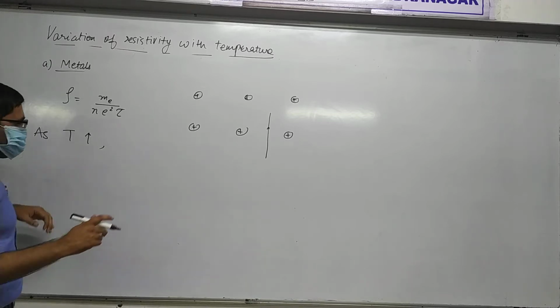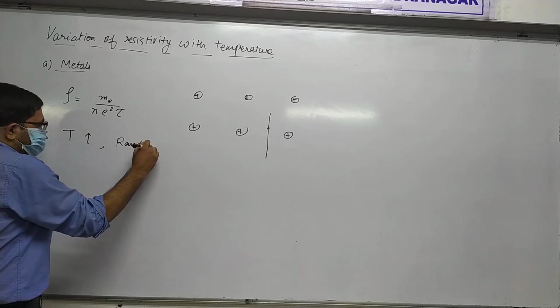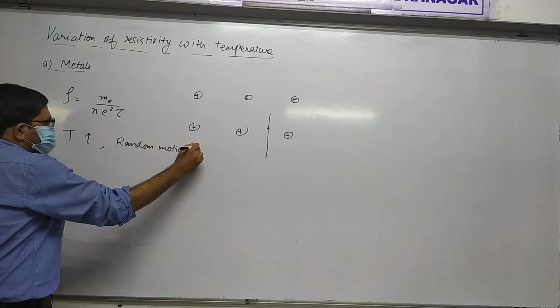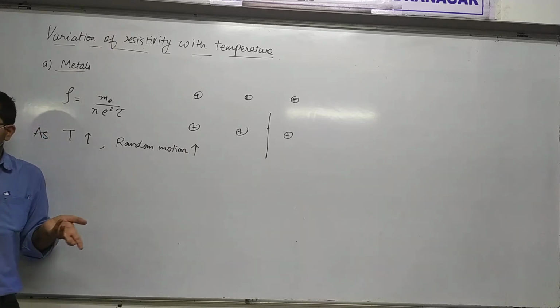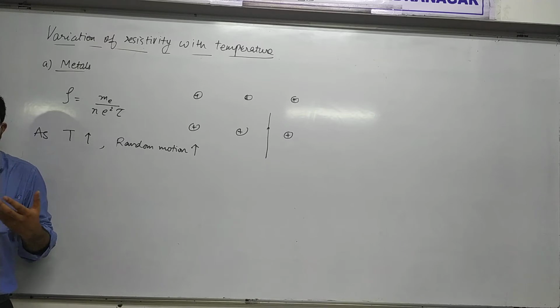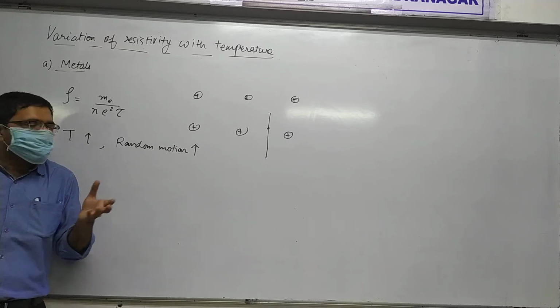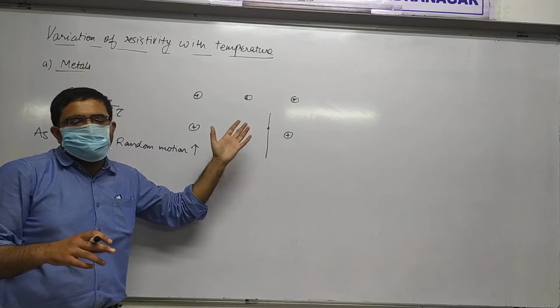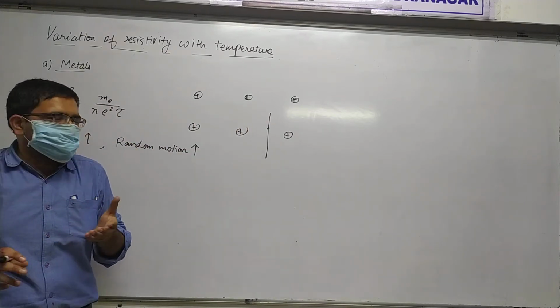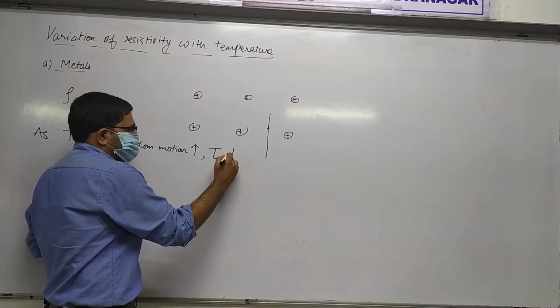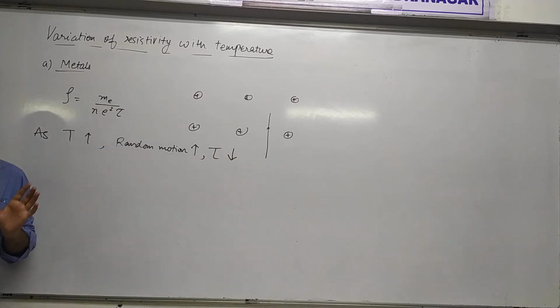So as temperature increases, do you realize that the random motion tendencies will increase? That's simple. It comes in kinetic theory of gases. If temperature increases, the random motion increases. So when random motion of ions increases, obviously the number of collisions will also increase, and that would mean collisions will occur more frequently and relaxation time will decrease. Is that clear? Everyone gets this?